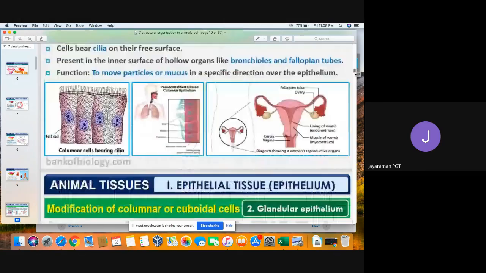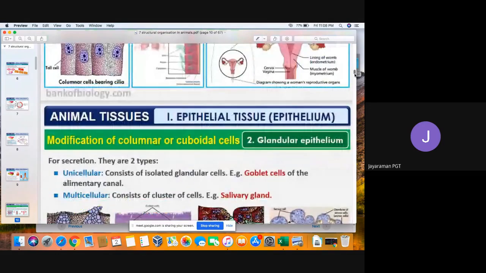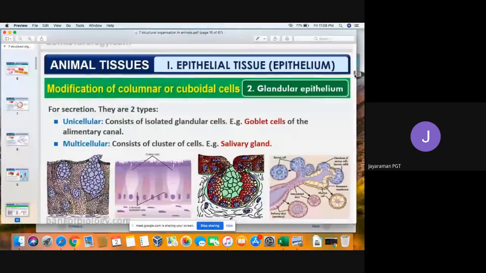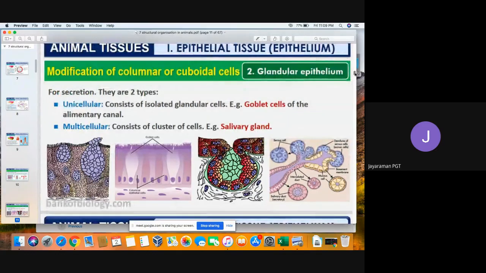So this is a special type of epithelium, ciliated epithelium. Nothing but the cilia is there, apart from the normal cells. This is not in the squamous, mostly in the columnar epithelium. Sometimes they say columnar or cuboid or modified. These are larger cells, so they can accommodate the cilia or the glands or other structures. This is known as glandular epithelium. The glands are unicellular or multicellular glands.